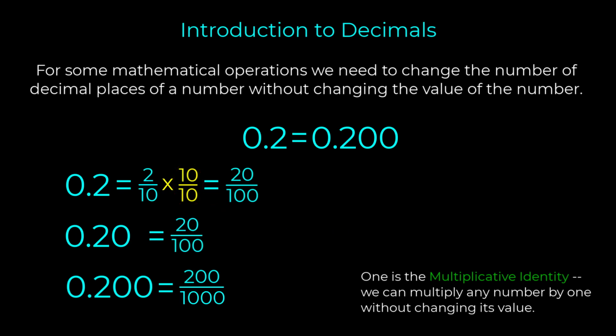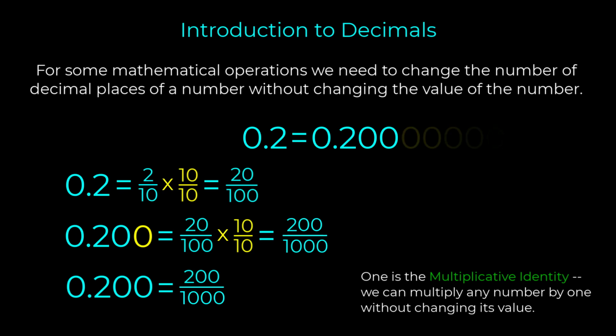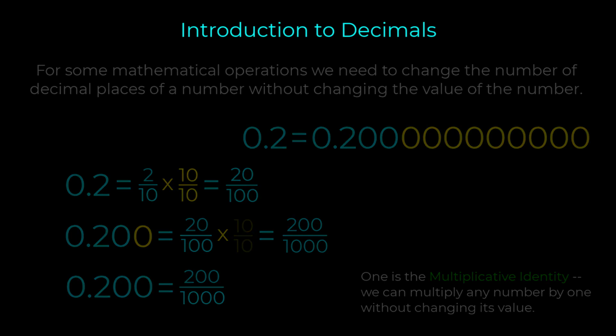Our justification is an application of the rule of the multiplicative identity. Every time I add a 0 at the end of a decimal, I am effectively multiplying the number by 10 over 10, that is, a number equal to 1. I can add as many zeros to the end of the decimal as I want without changing the value of the decimal. Let's apply that idea in comparing the magnitude of decimals.